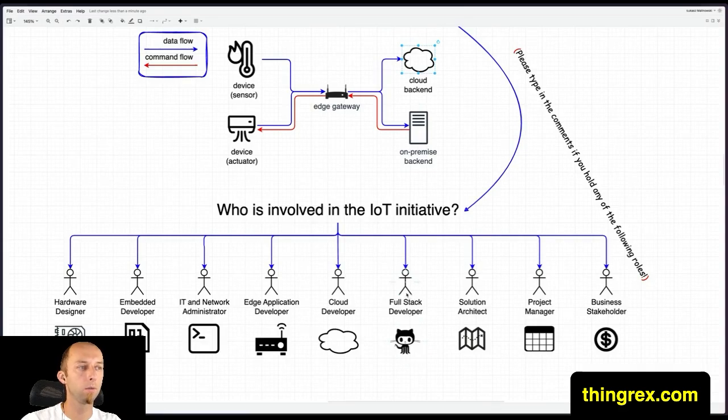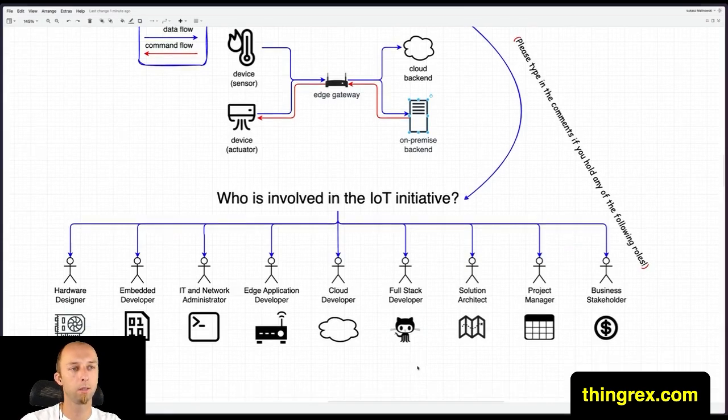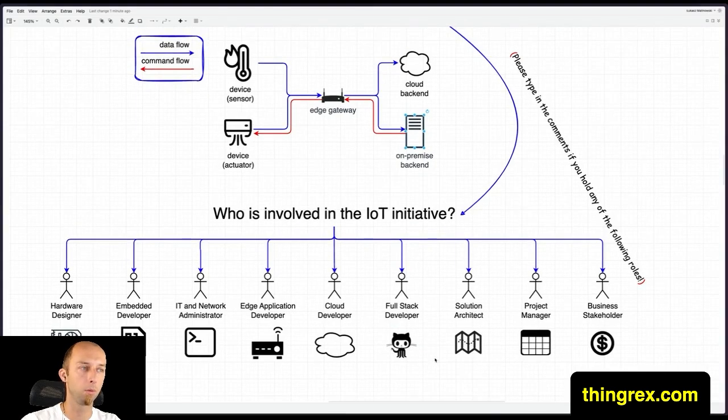We also have the full stack developer. This is someone that creates applications running in the cloud or maybe on the on-prem backend system, creating a user interface, a user frontend to all of the device side of things, so people can leverage that, access data, send commands to devices, and basically work with the solution.